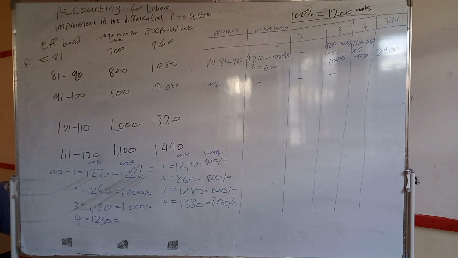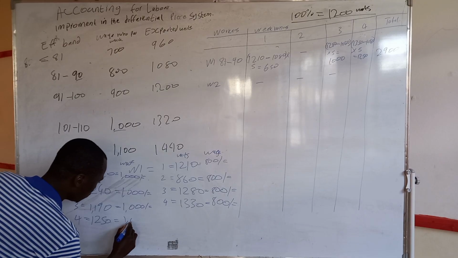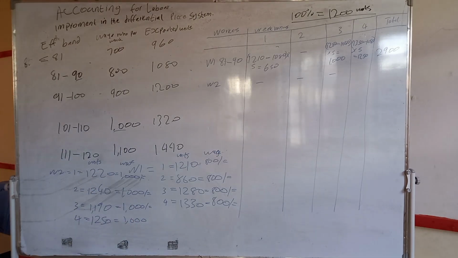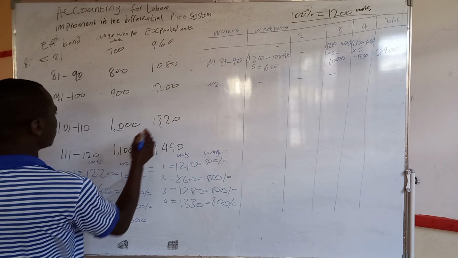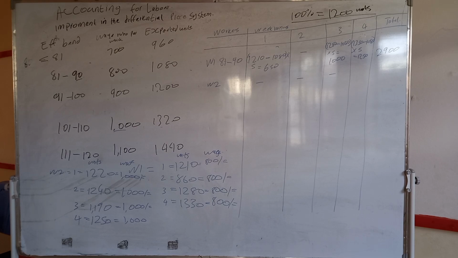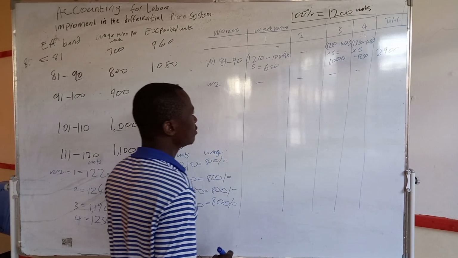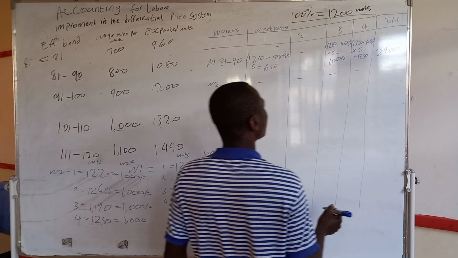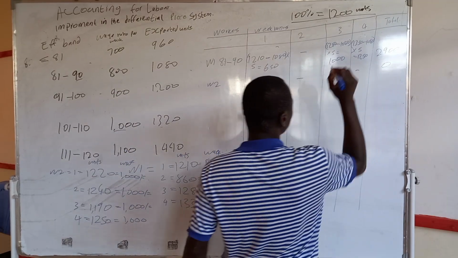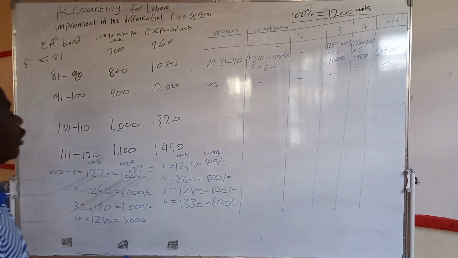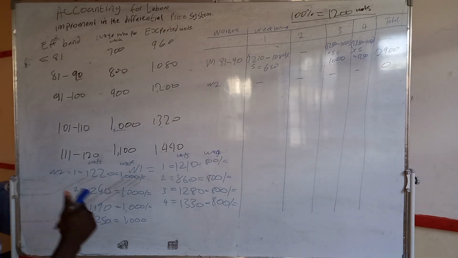Here, the 1,000 remains. 1,000 will be paid. So what was paid is 1,000 shillings. But did it surpass this rate? No. So he also has no bonus. What is the total bonus? At the end of the period, 0, or nil. Then we go to worker 3.